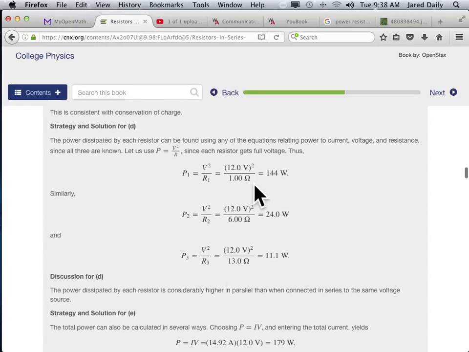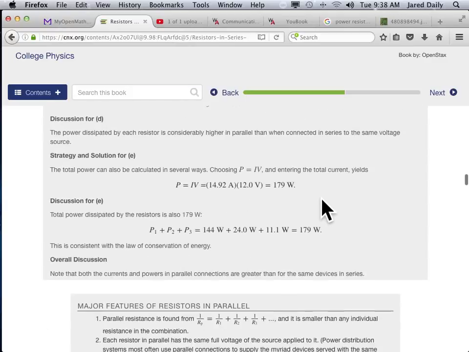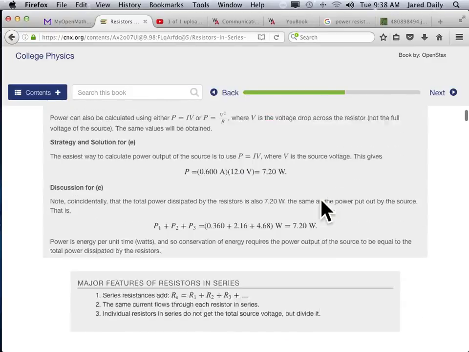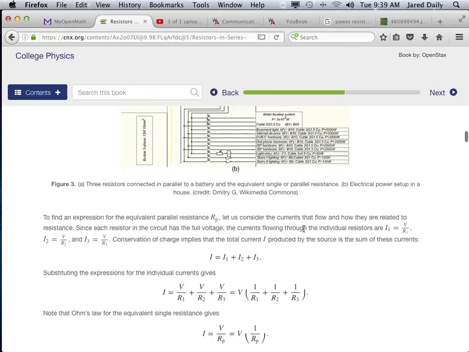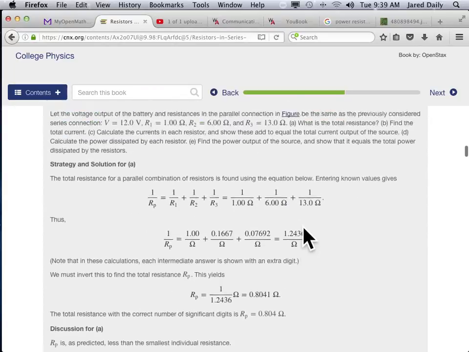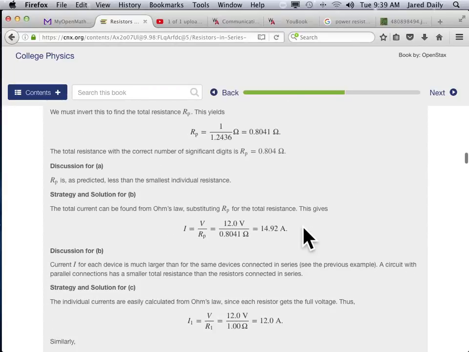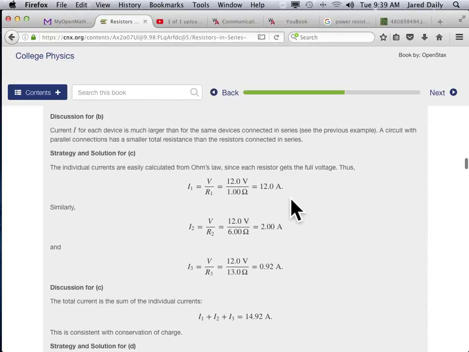In this case, the 1 ohm resistor now dissipates the most power because it has the most current going through it, right? I think in the last one we saw differently. The biggest resistor had the most power going through it in series, but in parallel, the smallest resistor has the most power going through it.